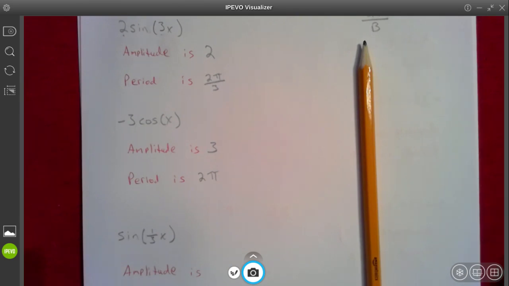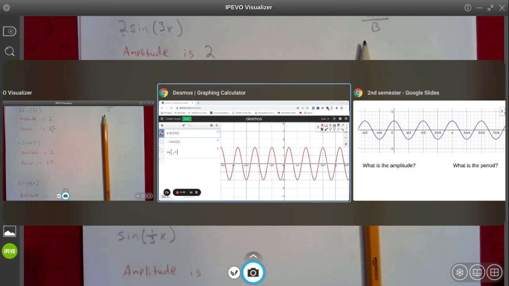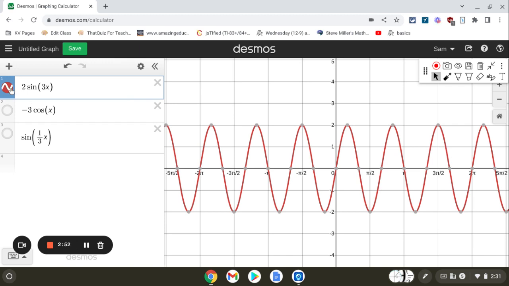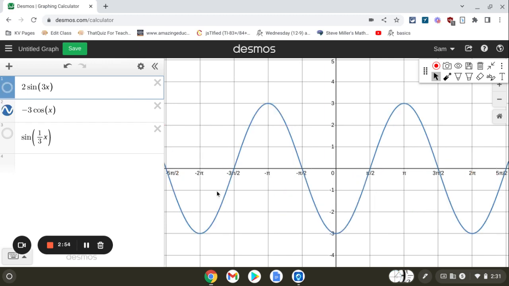Now that negative on the outside is actually going to flip our function across the x-axis. So the normal cosine wave starts here and starts falling, but because everything's been flipped over, it's now starting at negative 3. So 3 is our amplitude, and then you see right here, the distance between these peaks, that's how you tell when the function repeats itself. So it takes 2 pi units to start repeating.